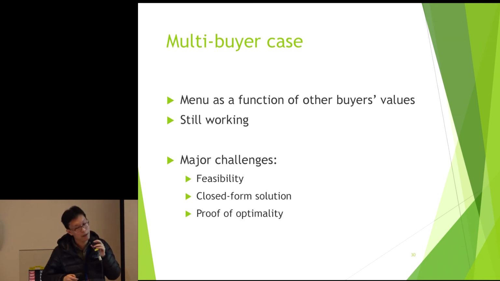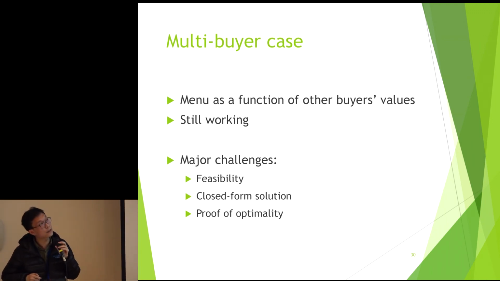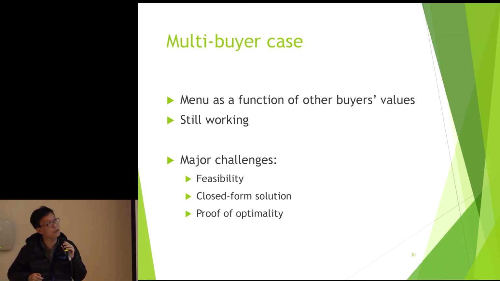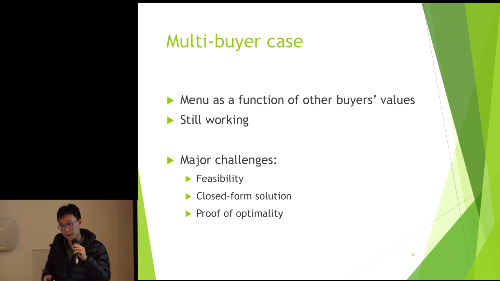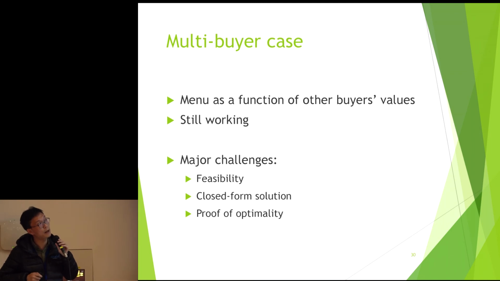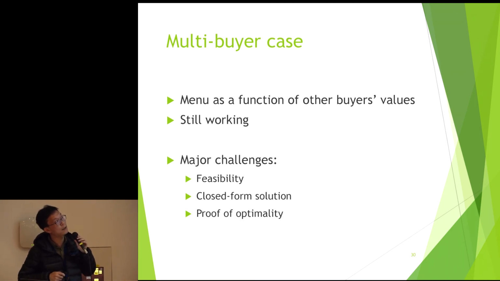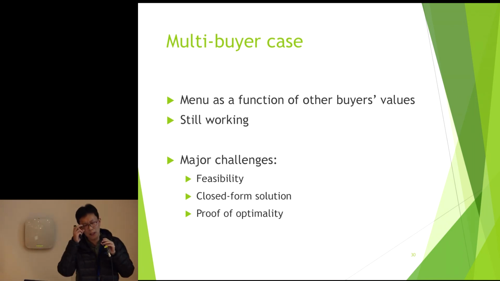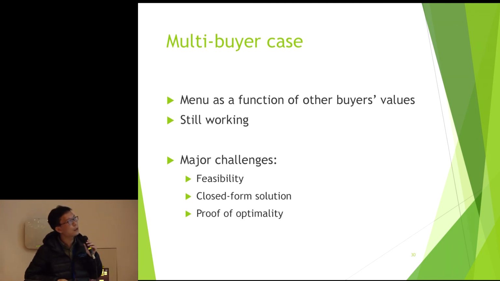For the multi-buyer case, this problem is much more challenging. In the multi-buyer case, the seller needs to give each buyer a menu, and each buyer's menu is actually a function of other buyers' values. So we're still working on this, but the major challenges we have are listed here.